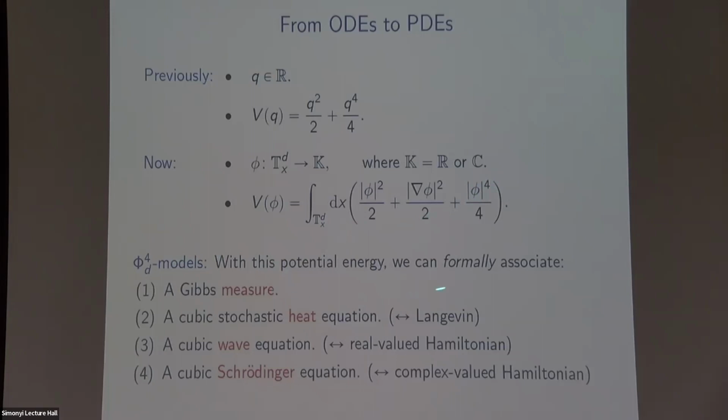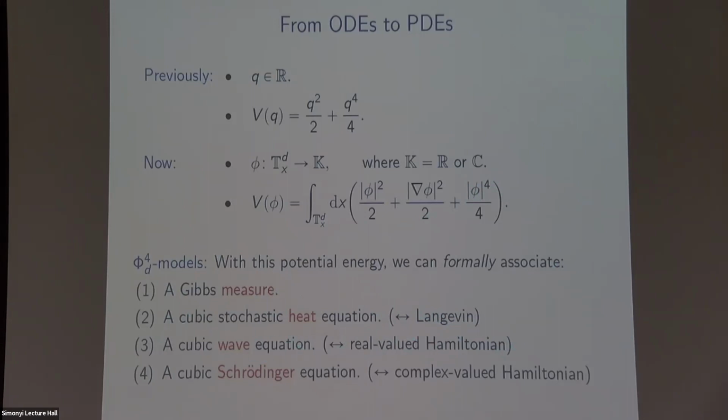The first object that one can consider here is the Gibbs measure. At least formally, it's written down in the same fashion as what we did before. We'll talk about this in more detail. But we can also look at all these different evolution equations. There's a Langevin dynamic, and this would lead you to a cubic stochastic heat equation. There's a real valued Hamiltonian dynamic, and this would lead you to the cubic wave equation.